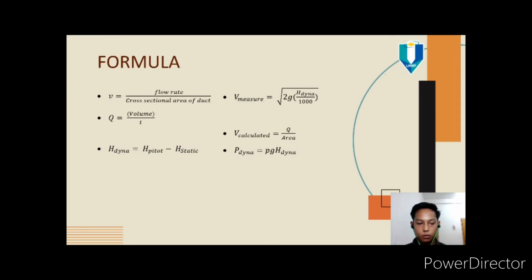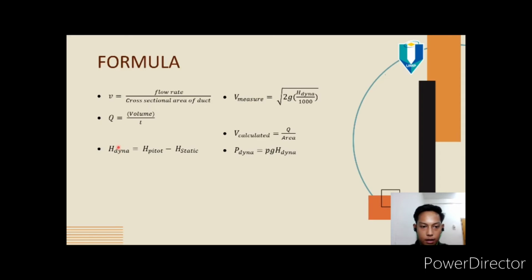So today I will present to you about chapter 4, which is results and discussion. The first one here, we go to the formulas. We have a few formulas that I use to calculate the data. The first formula is about the velocity, which is velocity equal to the flow rate over the cross-sectional area of the duct. The second one is flow rate equal to the volume over time.